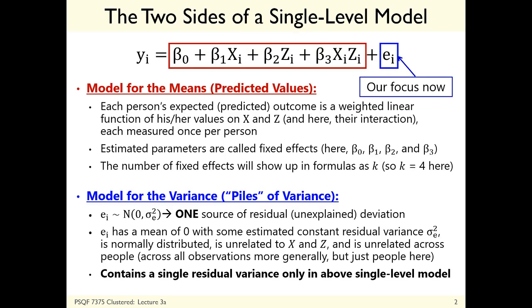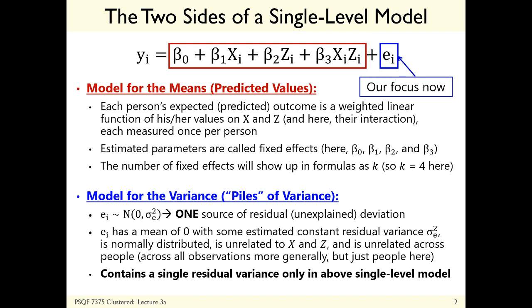Just to remember, vocabulary. 2 sides of any model: model for the means versus model for the variance. What we've been focusing on is the model for the means, the idea of the fixed effects of the model, how the predictors combine to create an expected outcome. Now what we're changing our focus to is our friend E that has sat here ignored most of the time, the model for the variance.